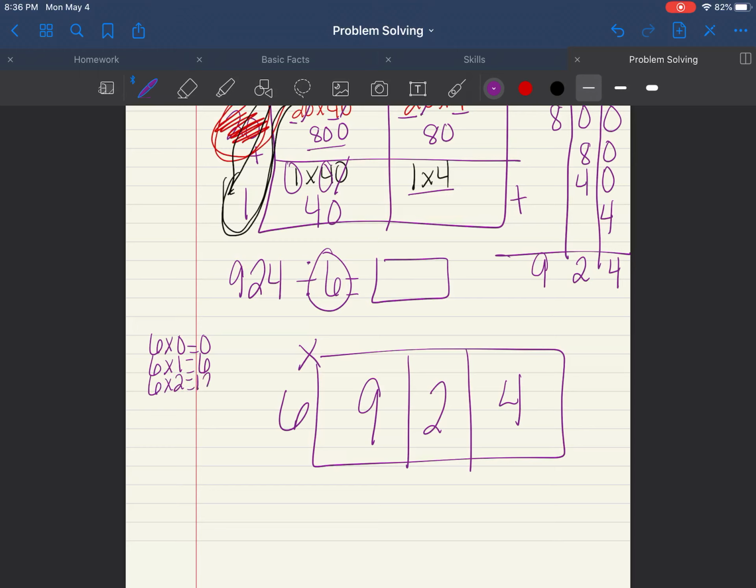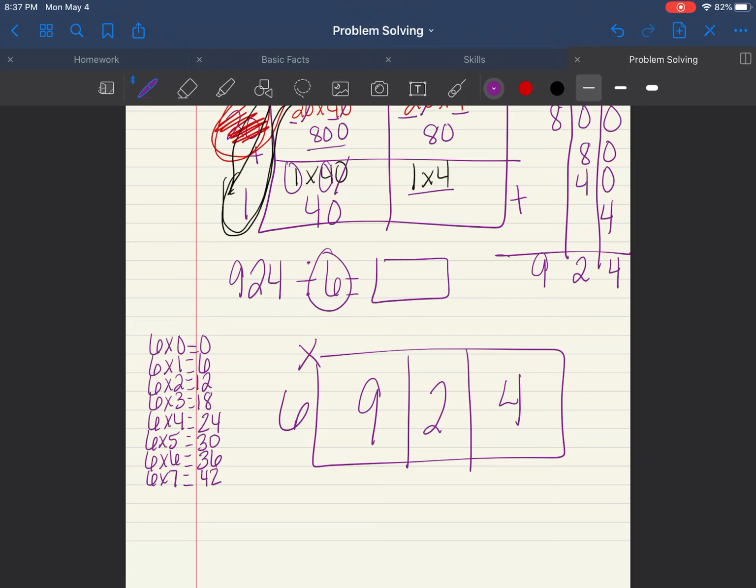So we're going to do the timetables of 6. 6 times 0 equals 0. 6 times 1 equals 6. 6 times 2 equals 12. 6 times 3 equals 18. 6 times 4 equals 24.